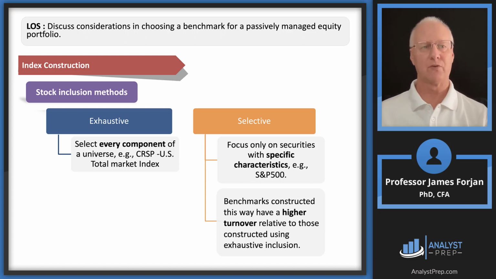All right, how do we construct an index? Well, it can be exhaustive. We can select every component of a universe. Think of the difference between population and sample back in our quantitative methods conversation. So it could be the U.S. total market index, which would of course include every share of stock that's traded on any U.S. stock exchange. That would be exhaustive.